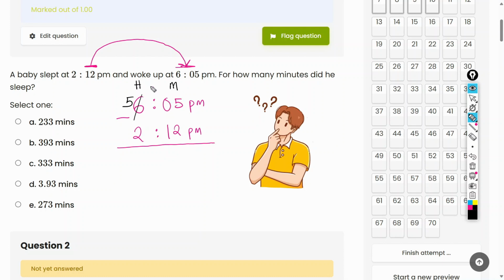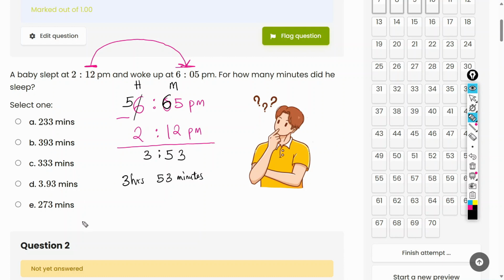And we would recall that 60 minutes make 1 hour. So if we are bringing 1 hour here, it comes as 60 minutes. So 60 plus 5, it becomes 65 minutes. So now we can do 65 minus 12. 5 minus 2 is 3. 6 minus 1 is 5. And then 5 minus 2 is 3. So this means that the baby slept for 3 hours and 53 minutes.